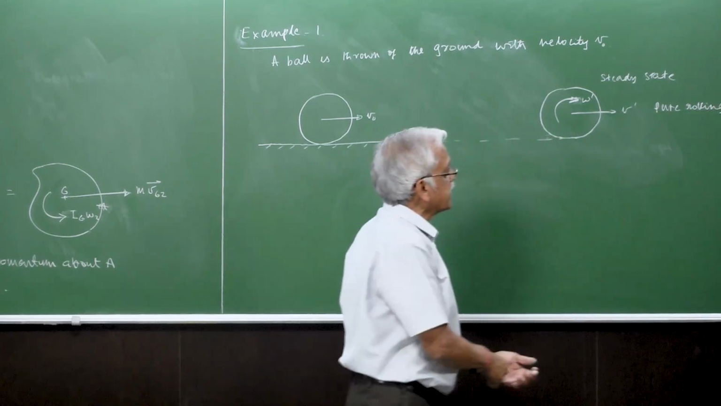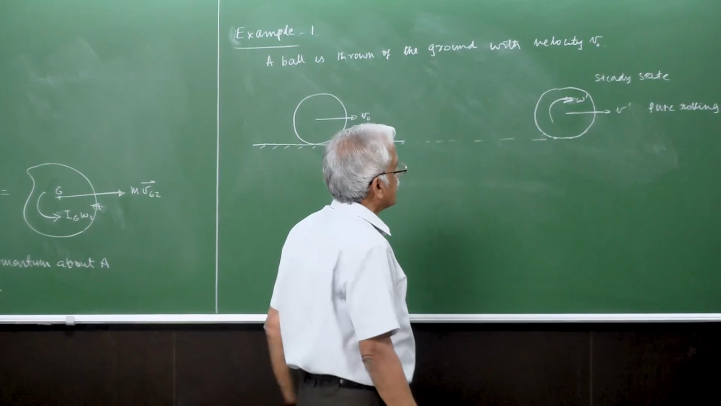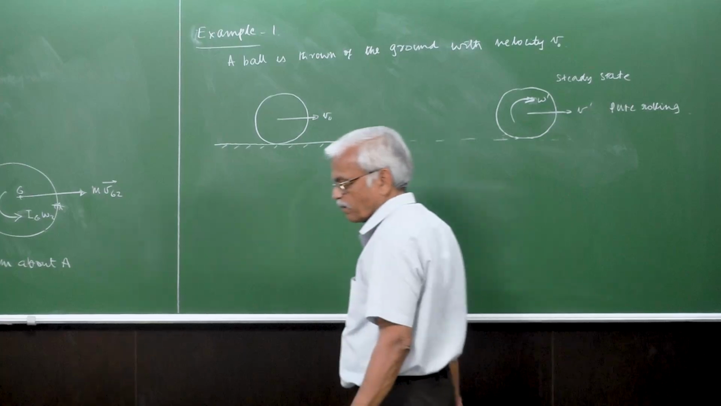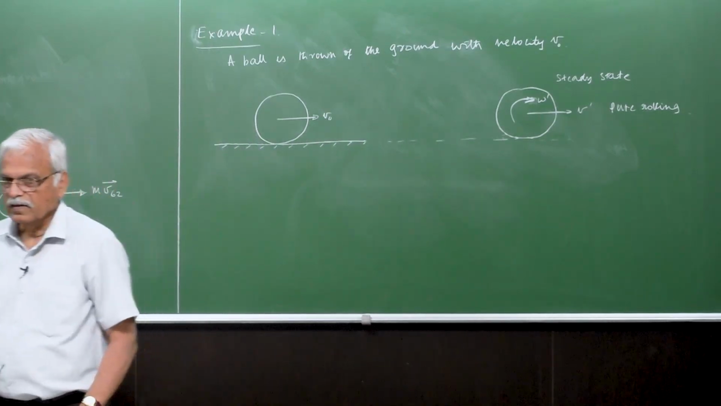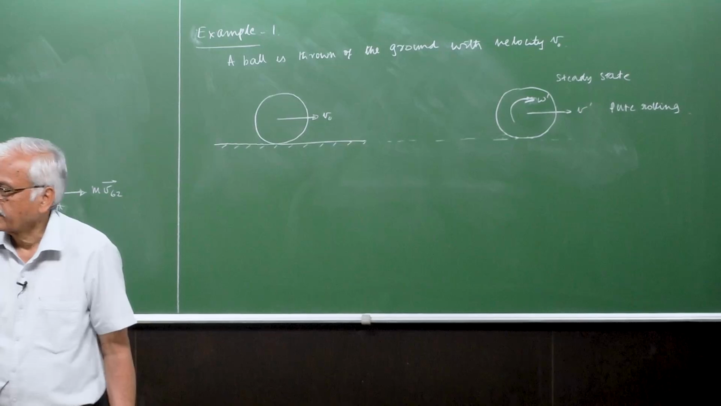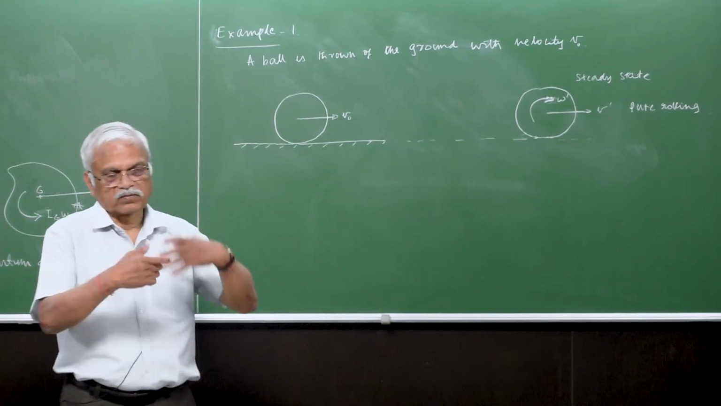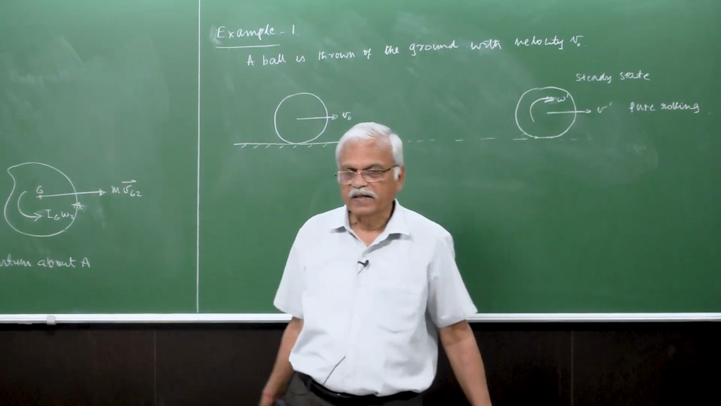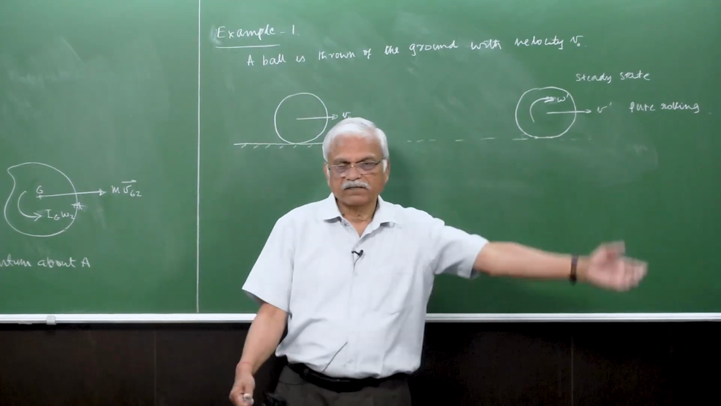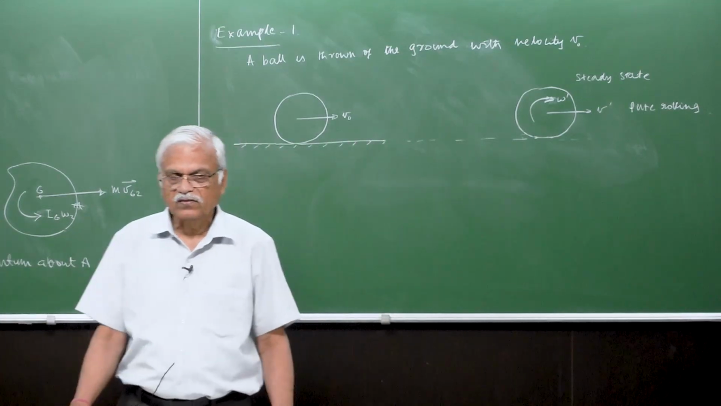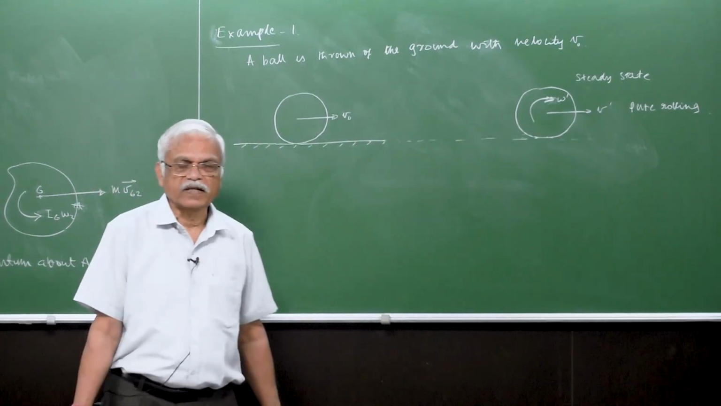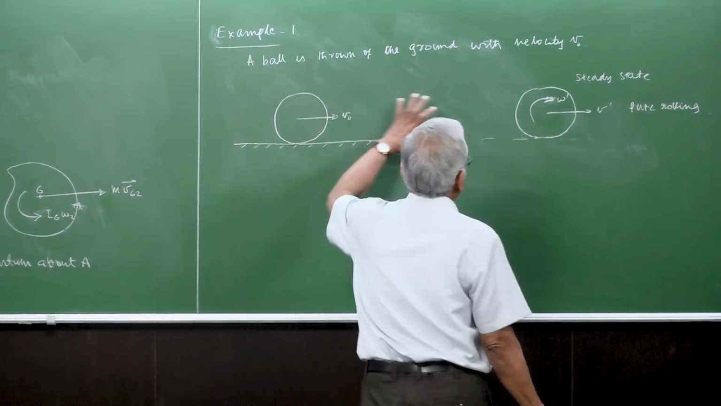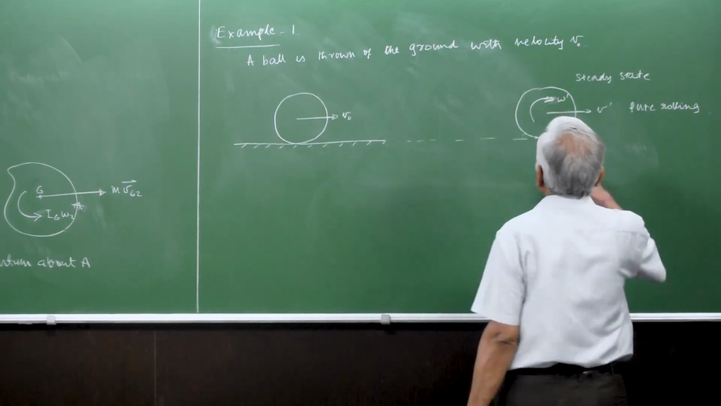This is a pure rolling state, and then you can find out what will happen. In fact, this kind of problem we have also done in the case of direct dynamic equations: a cylinder with a rope wound around it, and then you pull it. There we considered various cases, pure rolling and sliding and so on. So similar thing.